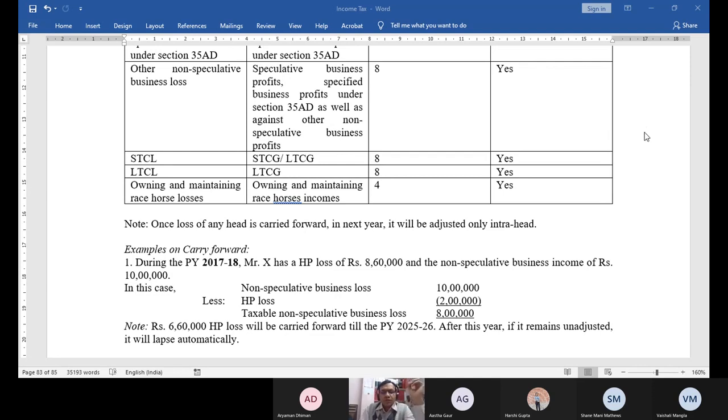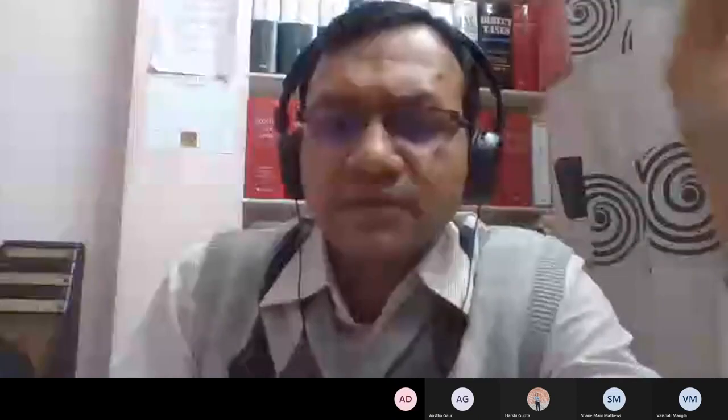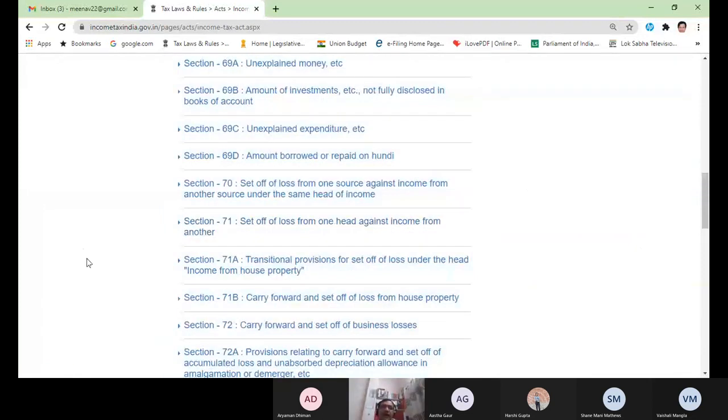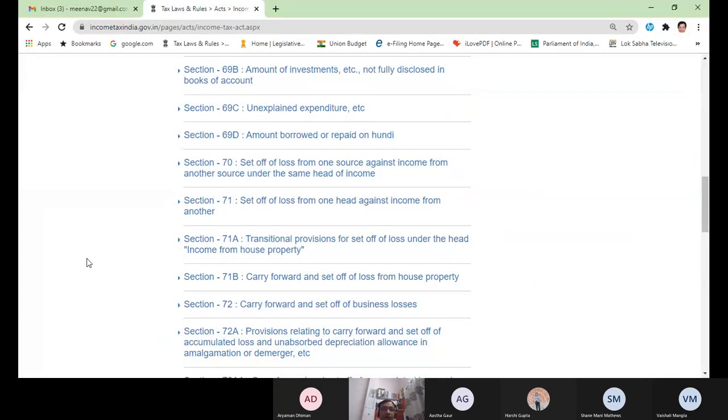Now let me show you from where I have told you this carry forward table. So let me show you the original Act. It's only to show you the main knowledge, because in future you have to refer to that language only, not the language which I am telling you. Now see, for every carry forward head we have a separate section. For intra head I had only one section, section 70. For inter head, only one section, section 71. For carry forward, for each head, I have a separate section.